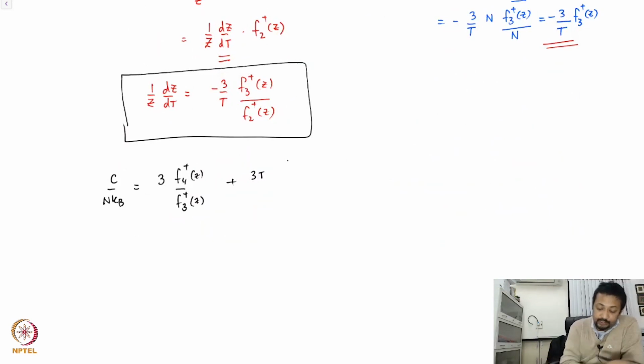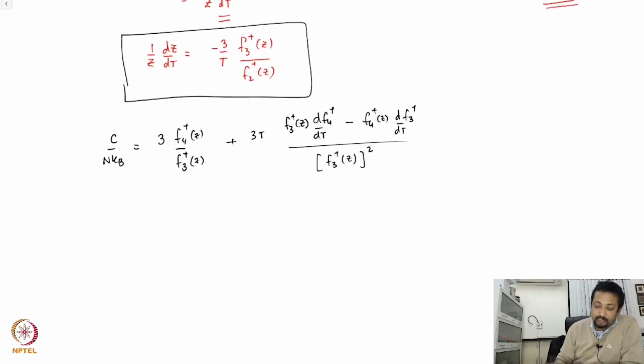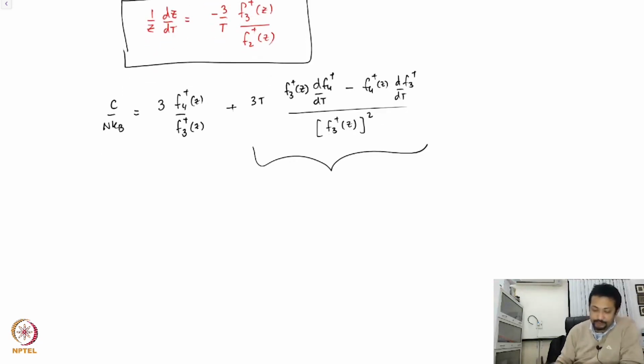Let's just write it down once again. It's a little bit laborious, but it's okay. So I have [f3+(z) d f4+/dt − f4+(z) d f3+/dt] divided by [f3+(z)] whole square. Let's take this expression and carry forward the calculation. I know that I have the left hand part, we will add it at the right time.